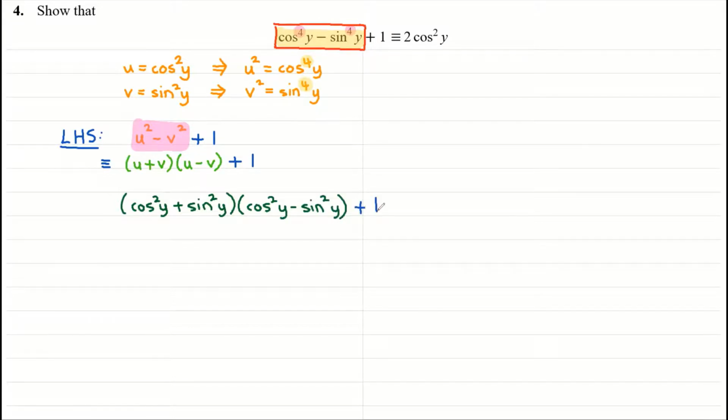And that's what the left-hand side is now equal to. That's applying the difference of two squares again. And again, you don't have to make a substitution if you don't want to.